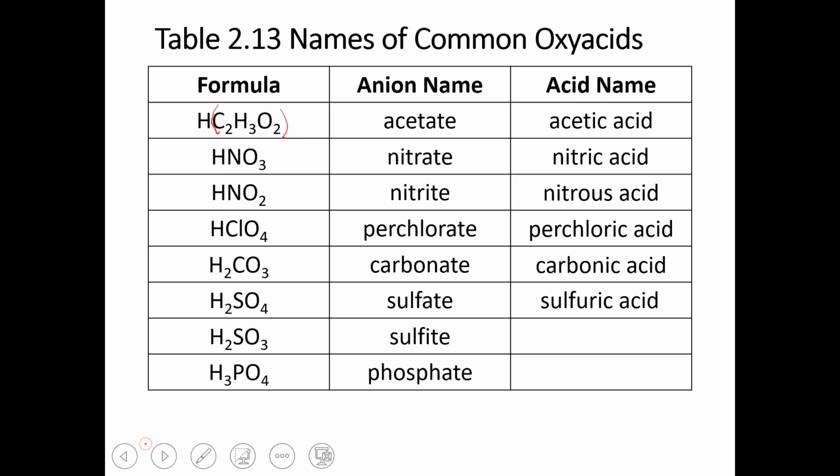And similarly for H2SO3, we don't call this sulfitic acid, but sulfurous acid. H3PO4, we don't call this phosphic acid, so this is kind of like the sulfuric. We would call this phosphoric. So this wraps up naming, and we'll get a lot more practice with this in class.